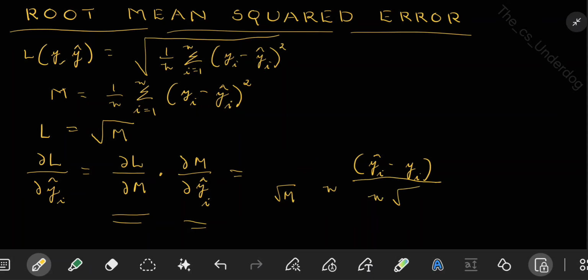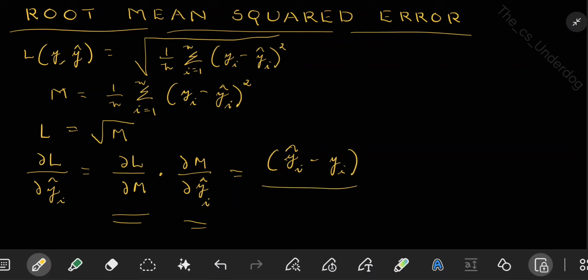n into root m. What is root m? Root m is your loss L. So I can substitute L here, which means my final answer will be yi cap minus yi divided by n into L. So I'll write it here. It will be yi cap minus yi divided by n into L. This is the gradient of RMSE error.